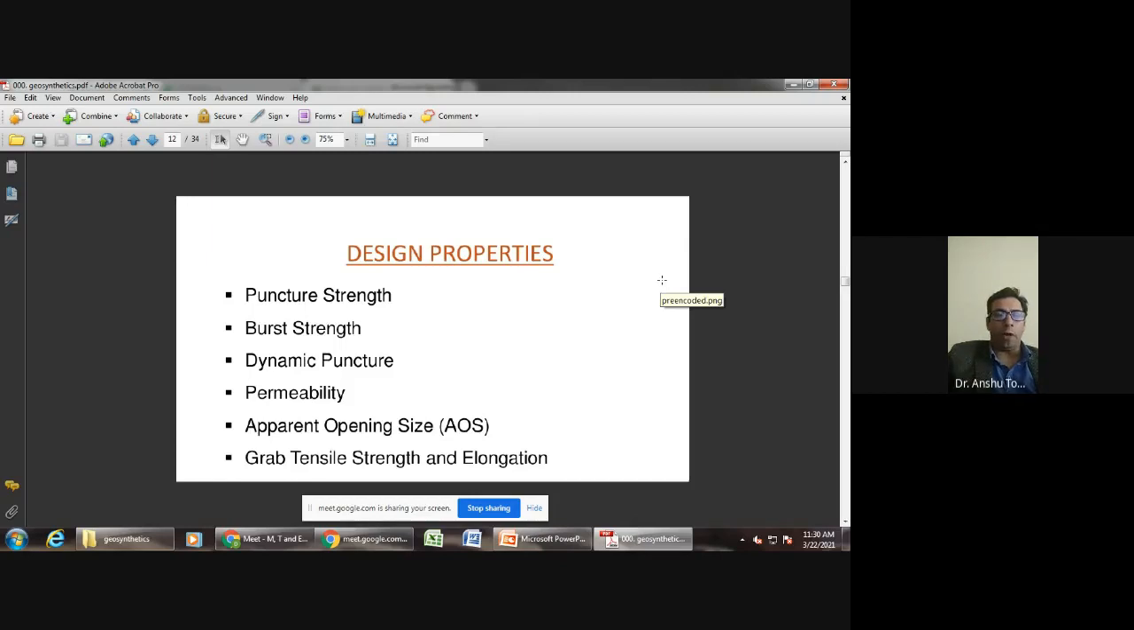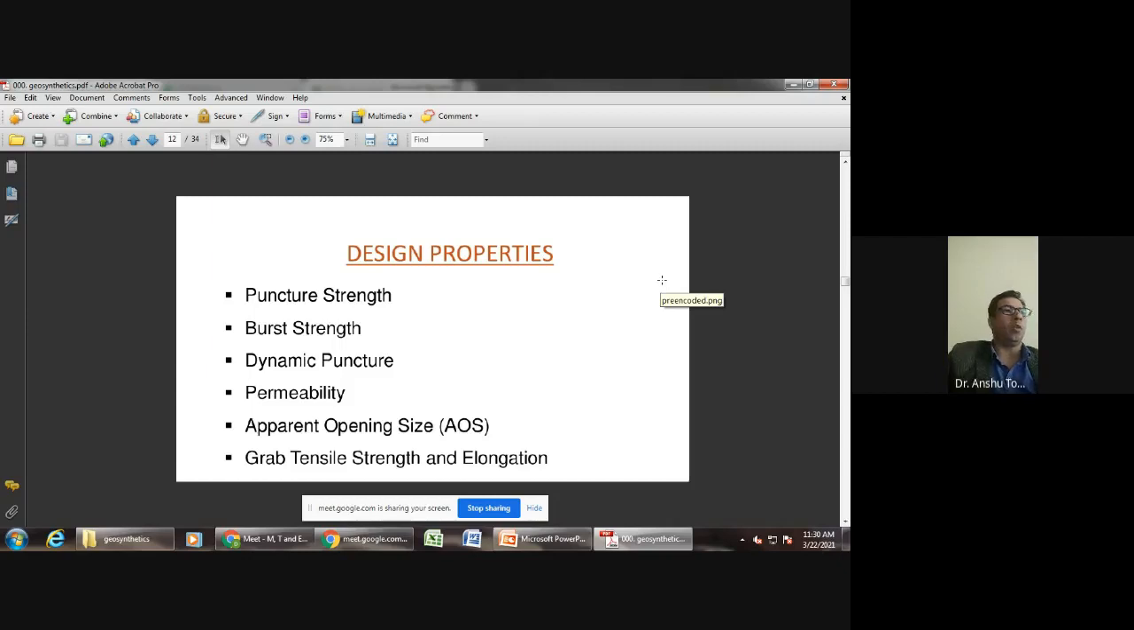So what is the problem that you are having? Is there a water ingress? Is it going to be drainage? Or if you are using it for soil stabilization? So to increase the bearing capacity, which parameter is the most important, required, you will have to decide the geotextile accordingly.